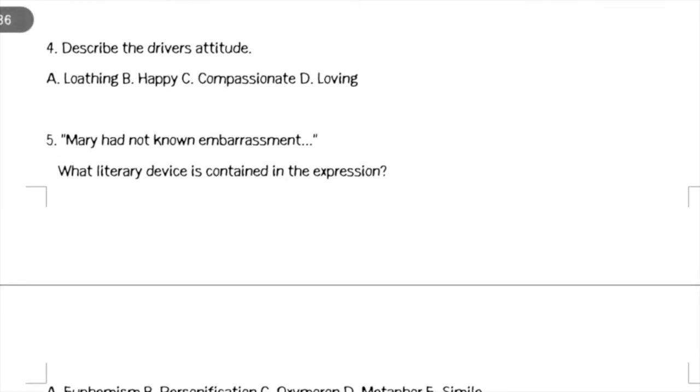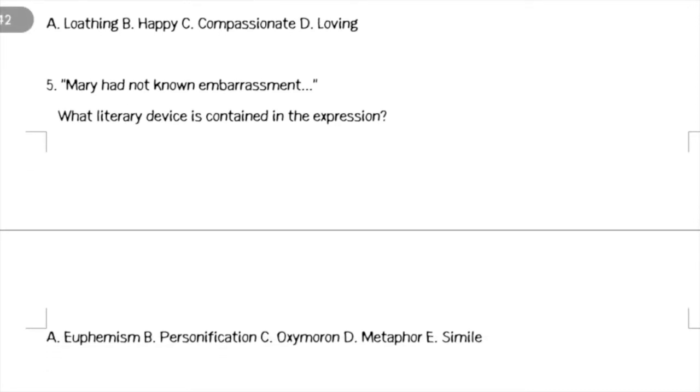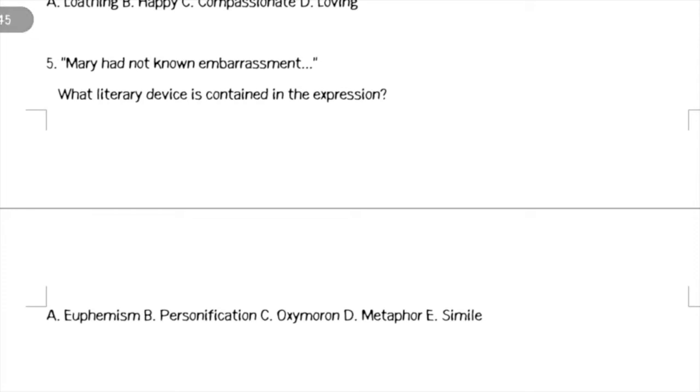So what literary device is contained in this expression? There's so many literary devices in English. You have simile, you have metaphor, you have oxymoron, you have paradox, you have metonymy, synecdoche. There's so many of them. So which is the answer? Is it A, euphemism? Is it B, personification? Is it C, oxymoron? Is it metaphor or simile? We know by now that metaphor and simile are figures of speech that compare, either using as or like or by direct comparison. So the expression is not comparing Mary or her embarrassment to anything. So we know that option D and E are not the answers.